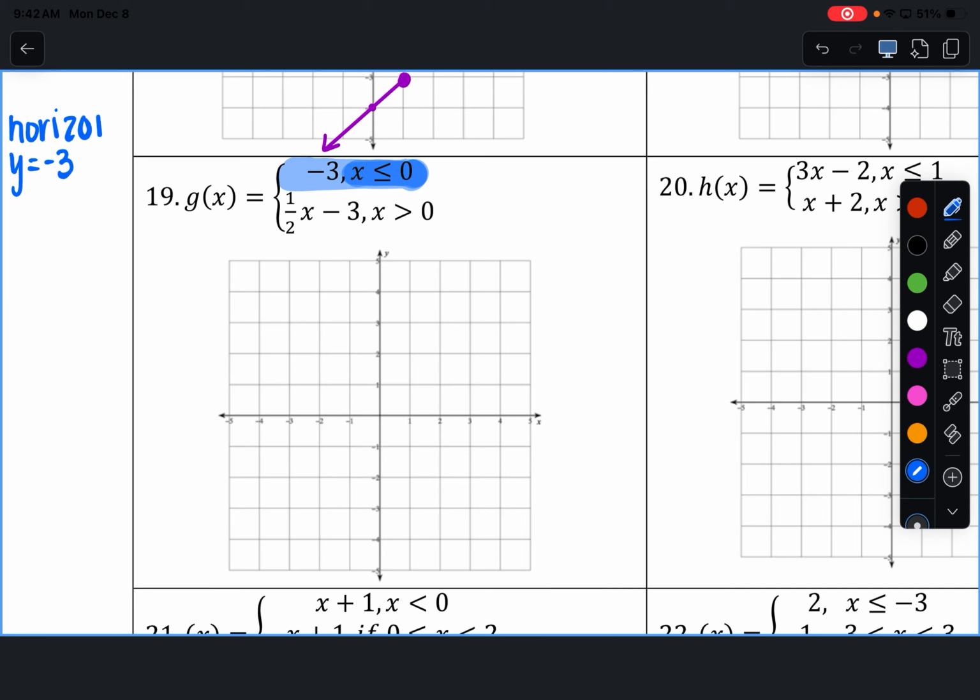It is horizontal. Anytime it puts just a constant inside our piecewise function, that is a horizontal line. So when we have that, it is going to be -3 when x is less than or equal to 0. We're going to put a horizontal line at -3 and draw it when x is less than or equal to 0. Open or closed circle? So that is our first piece of this function.